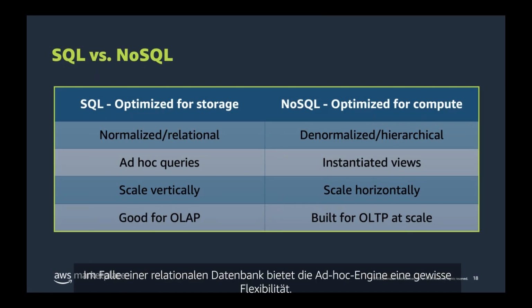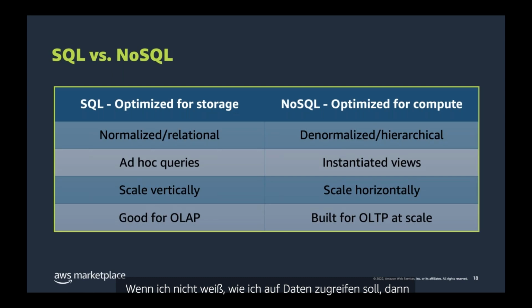In the case of a relational database, the ad hoc engine gives some flexibility. If I don't understand how I'm going to access data, then it would be very beneficial for me to have an ad hoc query engine. And that's really suitable for OLAP, or online analytics processing type workloads.